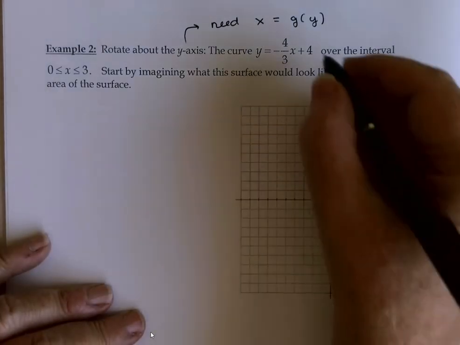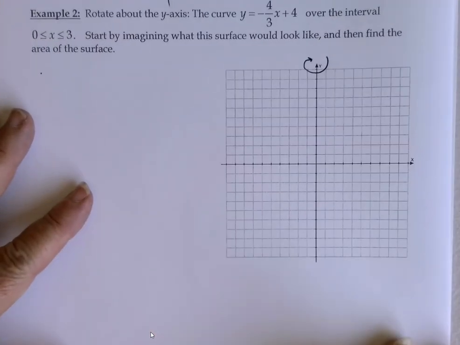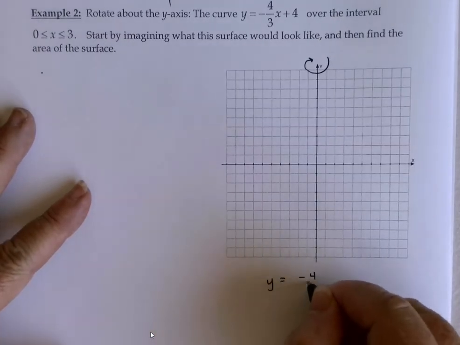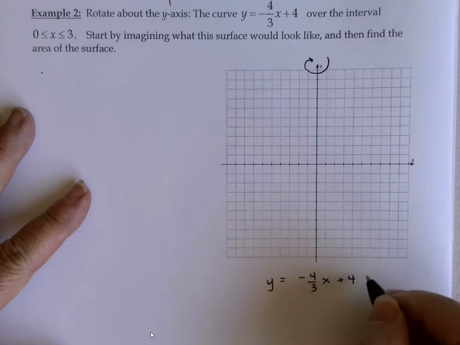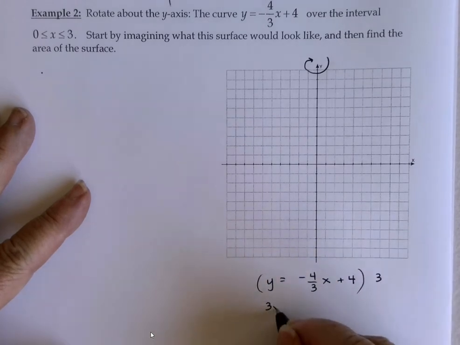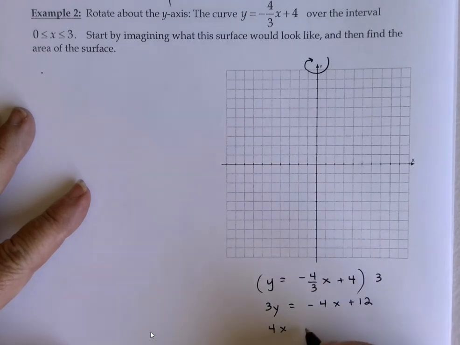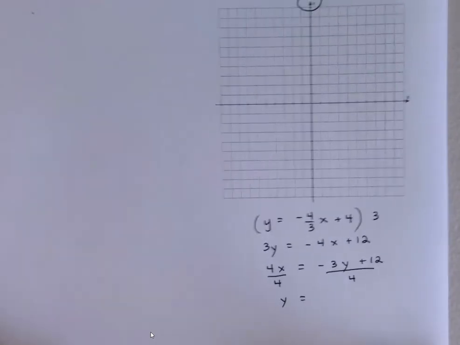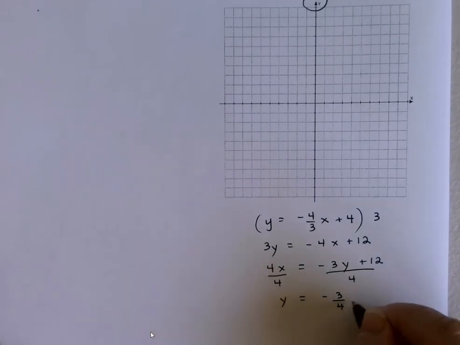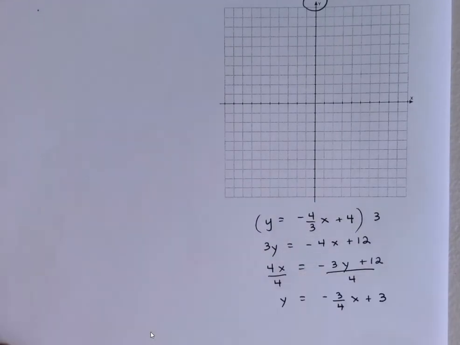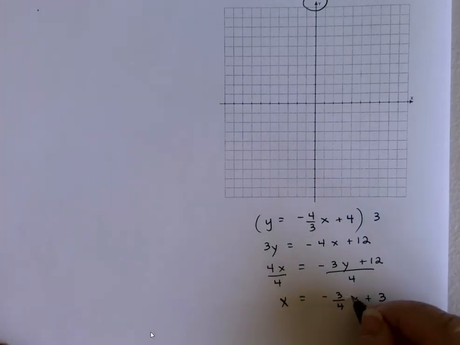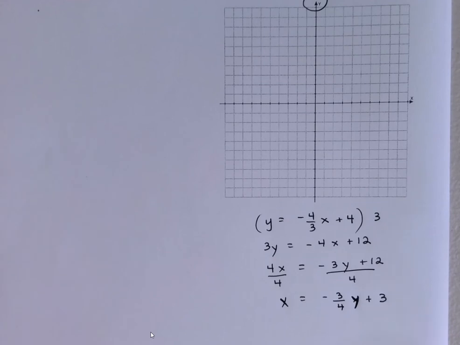If I solved this, let me do it down here. Y is equal to negative 4/3 x plus 4. I'm just going to multiply everything by 3. 3y equals negative 4x plus 12. 4x is negative 3y plus 12. So x would be negative 3/4 y plus 3. All right, I just reversed my variables. There we go.